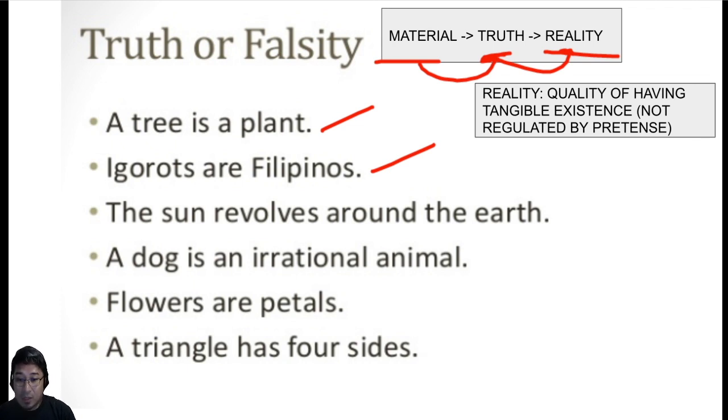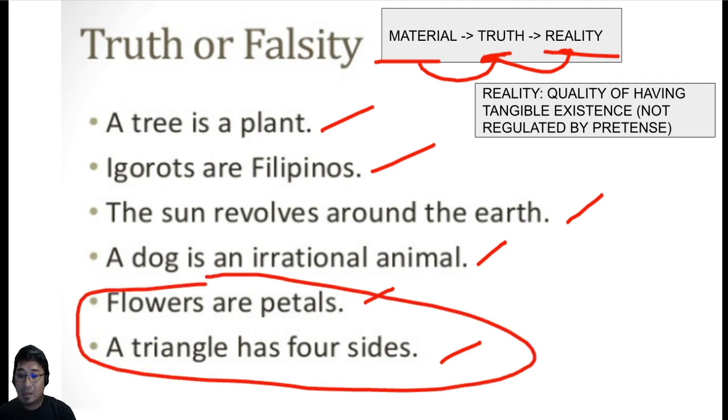The sun revolves around the earth. The dog is an irrational animal. Flowers are petals. Pwede ba siya sa material logic? A triangle has 4 sides. So ang natitira dito, I think, is the last 2 statements. Kasi the dog is an irrational animal, kasi hindi naman kaya ng dog na maggawa ng analysis and make an argument. Flowers or petals, this becomes under formal logic. A triangle has 4 sides, formal logic to. Itong 4, kaya mong i-validate sa reality, that's why it becomes material logic.